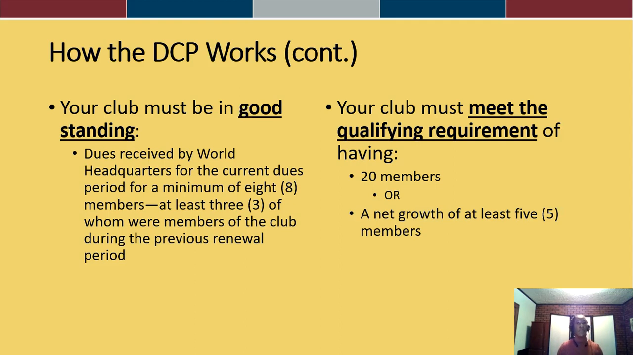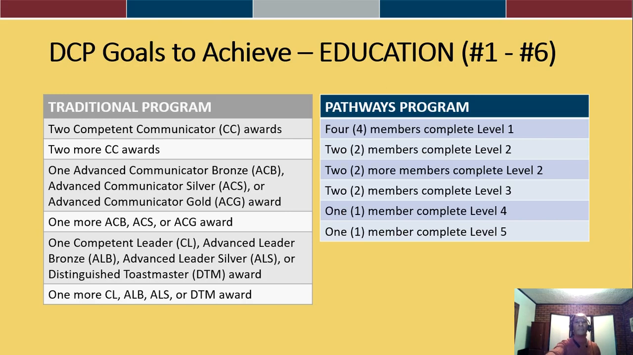So even if you're not at 20 members, make sure you can have a net gain of 5 members, meaning whatever your membership was the year before, you need to have at least 5 more people in the current year in order for your club to achieve goals in the Distinguished Club Program.